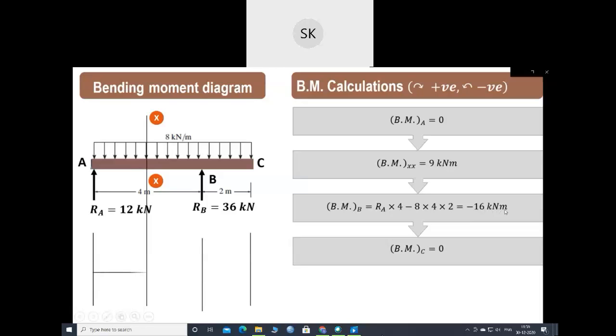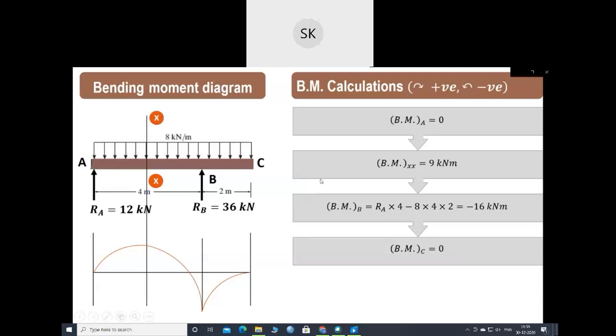So let us first draw the baseline. Bending moment at A it is 0. At XX it is 9 kilonewton meter. At point B it is minus 16 kilonewton meter, and at C it is again 0. So it is a parabolic distribution because this is the second degree equation.